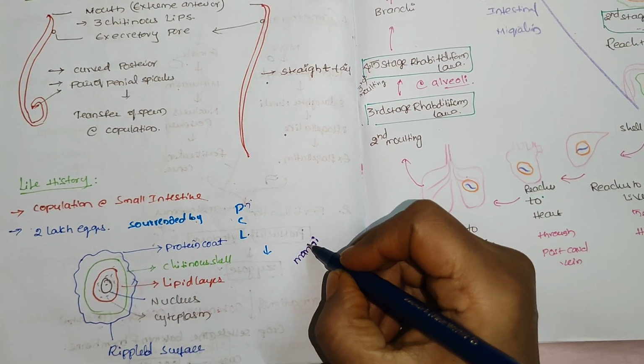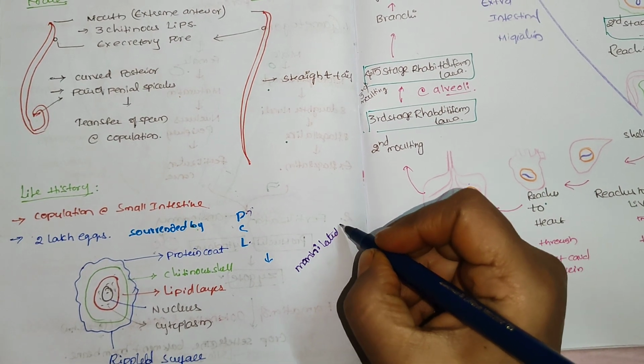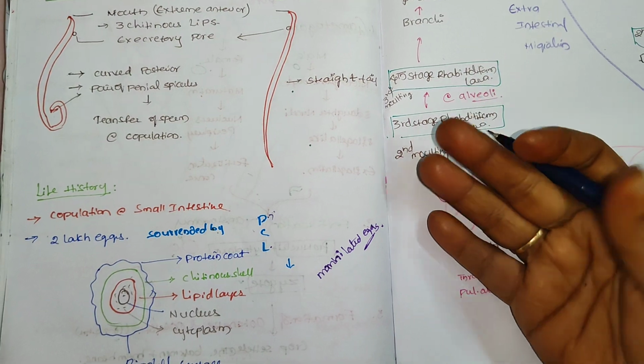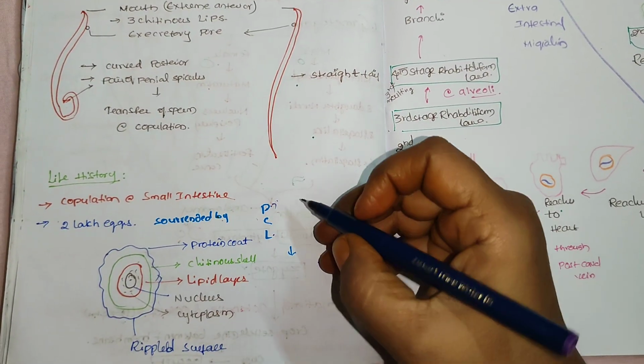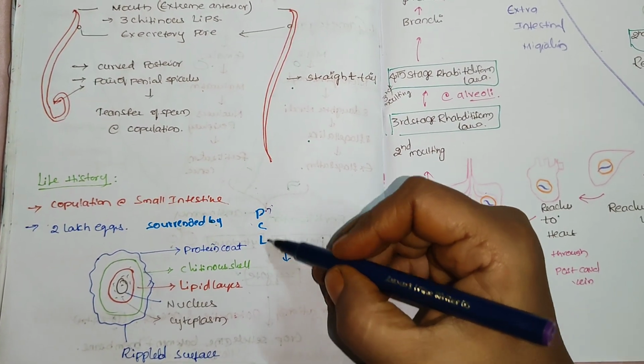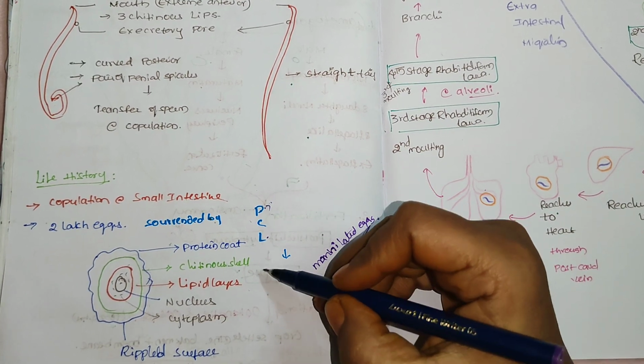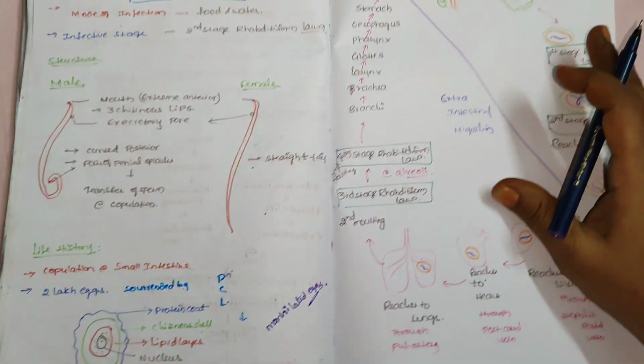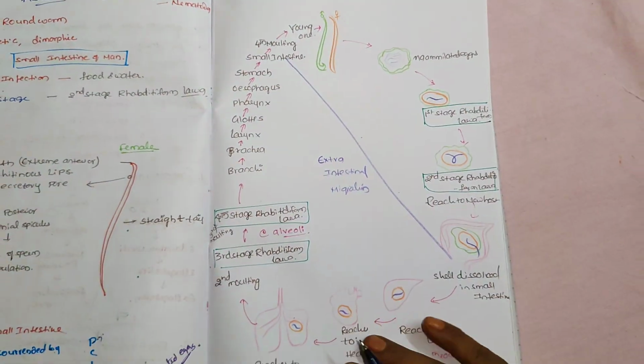2 marks important also: mammillated eggs. Why are the Ascaris eggs called mammillated eggs? It means the egg is protected and covered by 3 layers: PCL, protein coat, chitinous shell and lipid layer. So that is mammillated eggs. Then come to the life cycle.